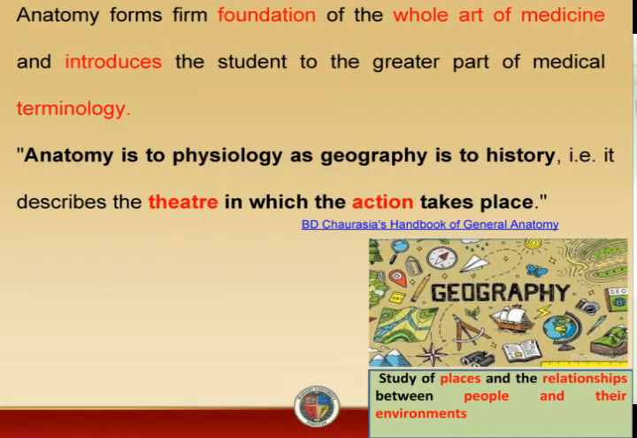So what is anatomy? What the author is saying in VD Chaurasia is that anatomy is to physiology as geography is to history. He wants to say that anatomy has the same relationship with physiology which geography has with history. Definitely in geography, you will study the places, the relationships, people, and their environment. In anatomy, along with physiology, you are studying the whole human body.